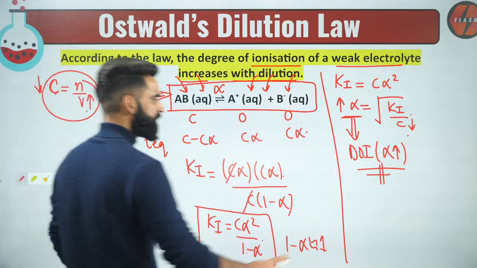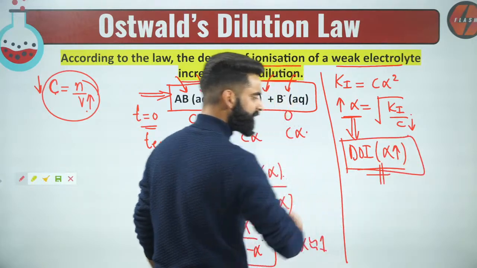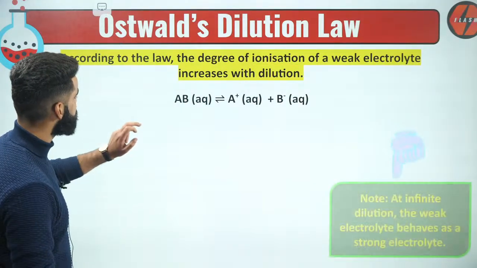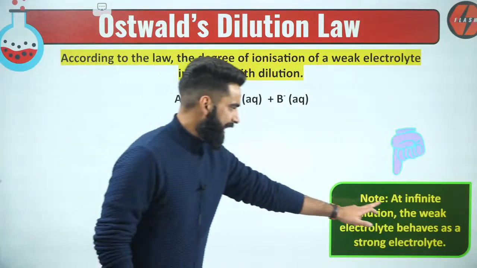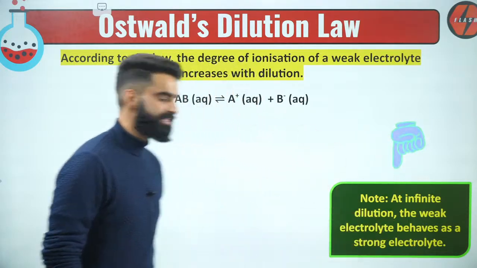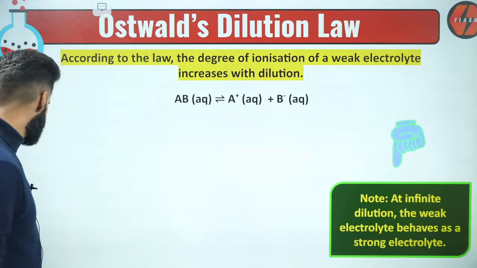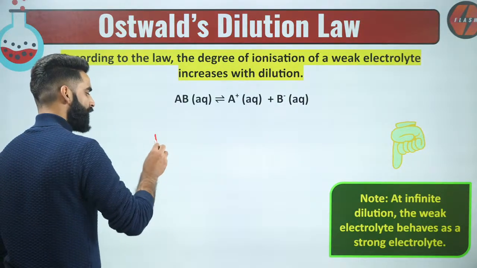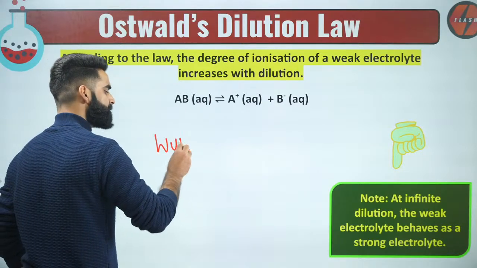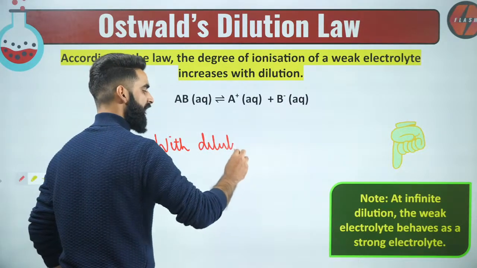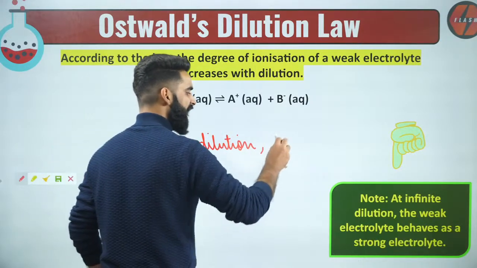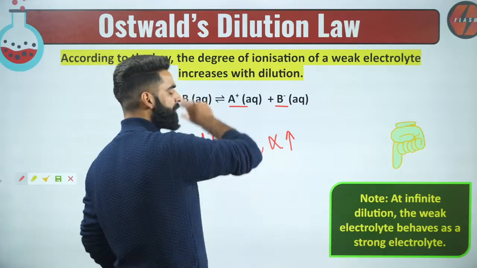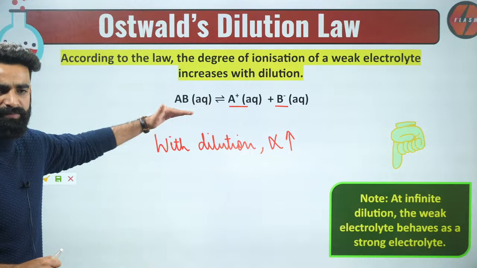Okay, so I'm sure, guys, you're clear with the fact that with dilution, alpha value increases, degree of ionization increases. Now, guys, let's talk about something. At infinite dilution, the weak electrolyte behaves as the strong electrolyte. What does that mean? With dilution, alpha value increases. And if alpha value increases, I'll say degree of ionization increases, more number of ions will be getting generated in the container in which I'll be having this weak electrolyte.